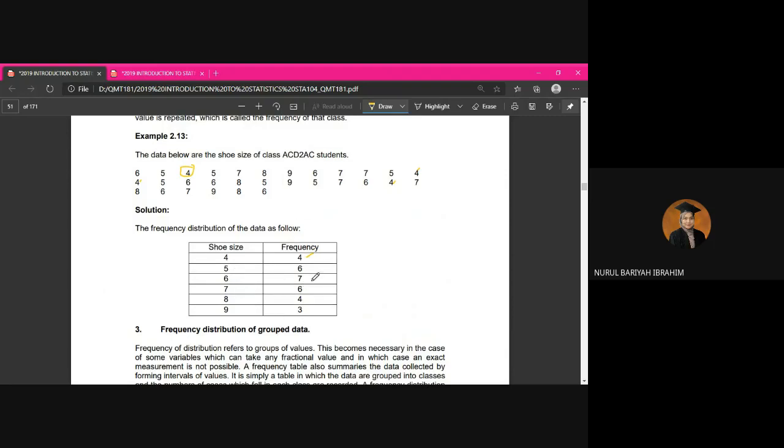And from here, we can see that most of the students wearing shoe size 6, ataupun shoe size of most of the students of ACD to AC is 7. Okay, so that's it.